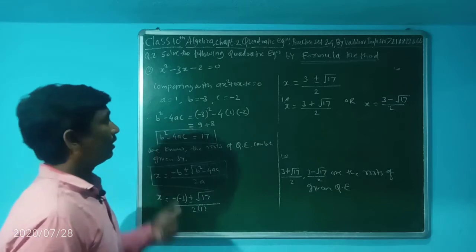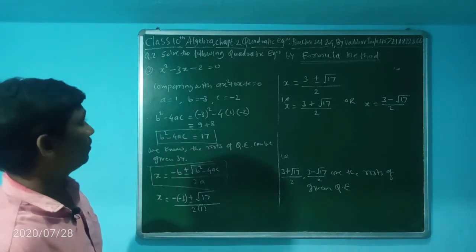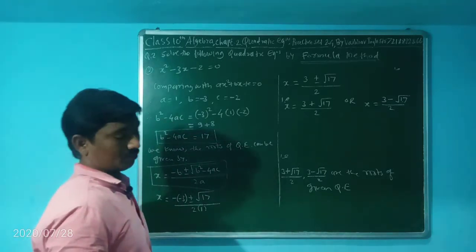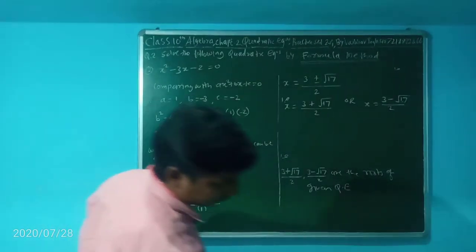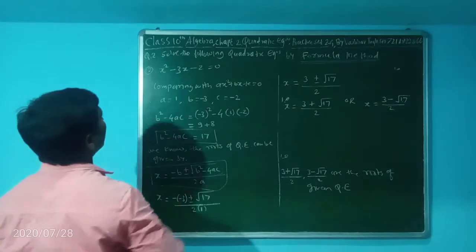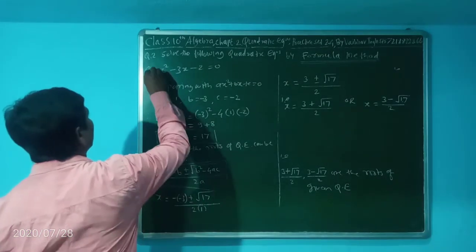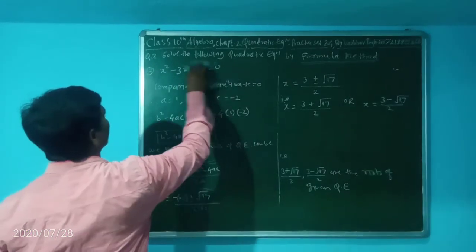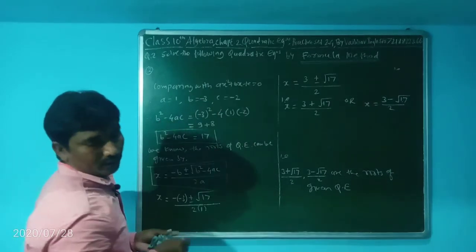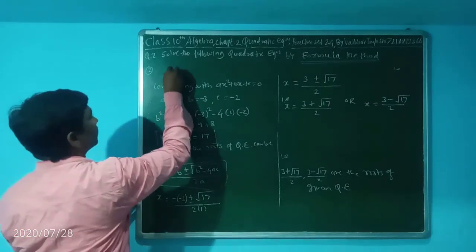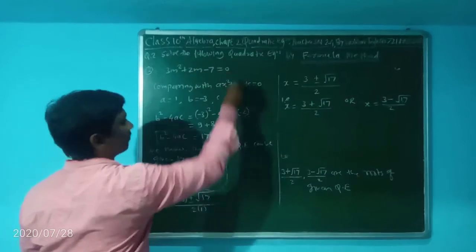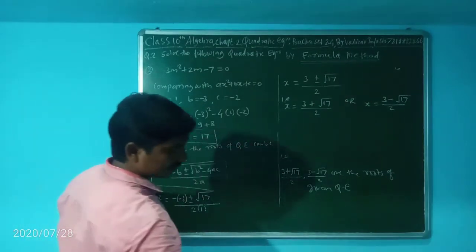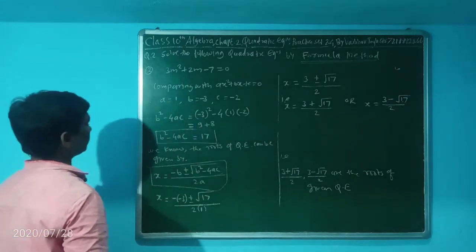Okay, in this way you can find the roots of a quadratic equation by using the formula method. Now again we'll go for the next quadratic equation, that is example number 3. And what is that? It is 3m square plus 2m minus 7 equals to 0.